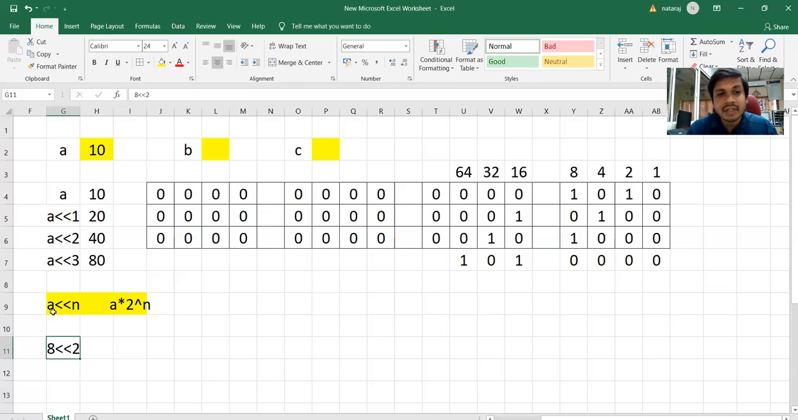Always remember, the left operand is the variable and the right operand is the number of times. Okay. So that is it.